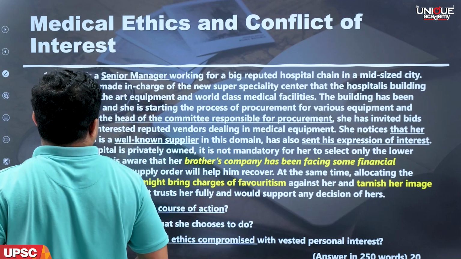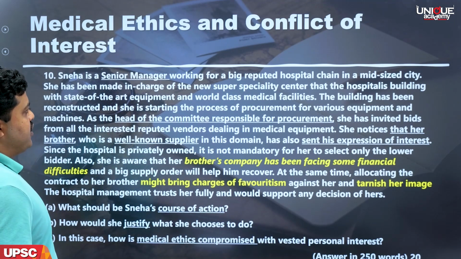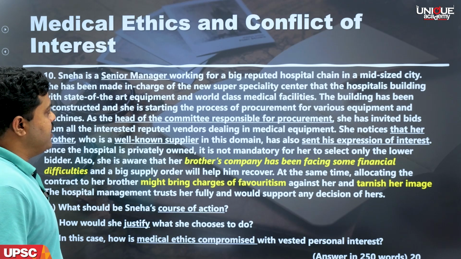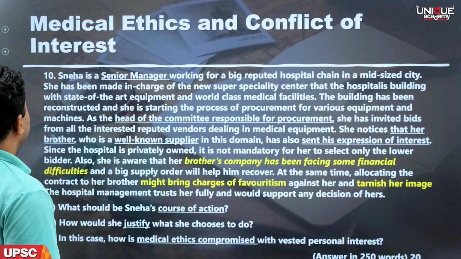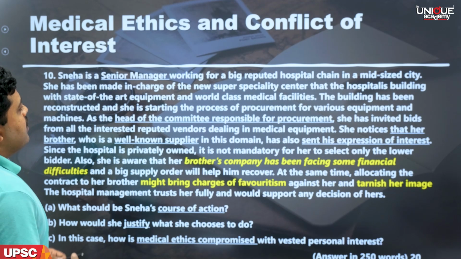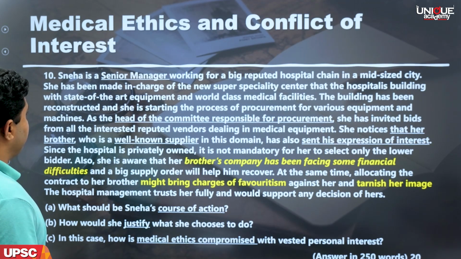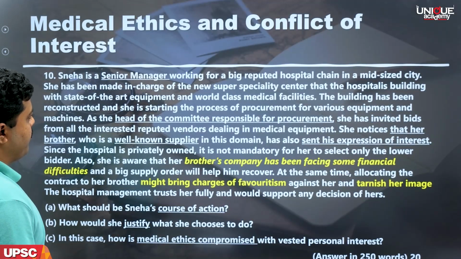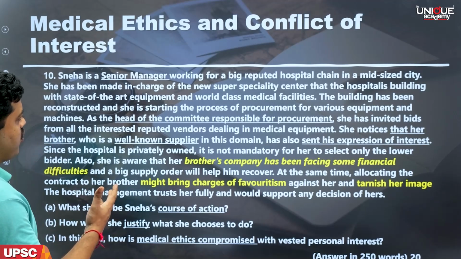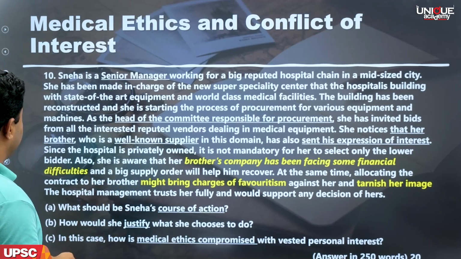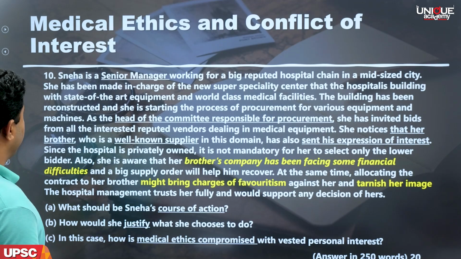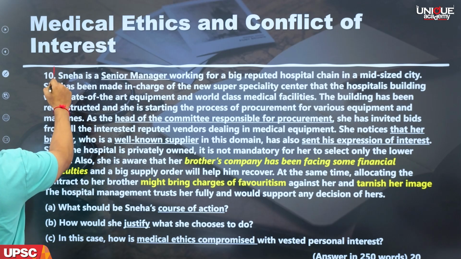Sneha is a senior manager working for a big reputed hospital chain in a mid-sized city. She has been made in charge of the new super specialty center that the hospital is building with state of the art equipment and world class medical facilities. The building has been reconstructed and she is starting the process of procurement for various equipments and machines. As the head of the committee responsible for procurement, she has invited bids from all the interested reputed vendors dealing in medical equipment. So this is where the scenario of Sneha and hospital is complete.